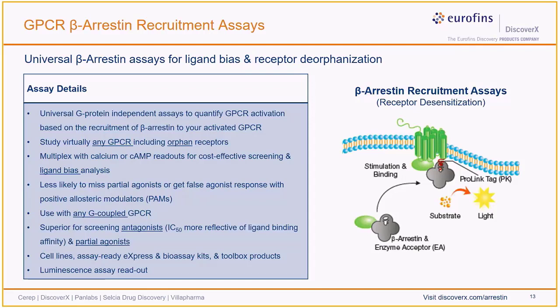Thus, you can study virtually any GPCR, which is really nice. I mentioned it down here, despite the different coupling status. It is a less sensitive approach, though, for agonists. It's more sensitive for antagonists that are too weak to be seen in second messenger systems, and it is good for partial agonists as well. So that's down here. Currently, this assay is only available as a chemiluminescent readout.